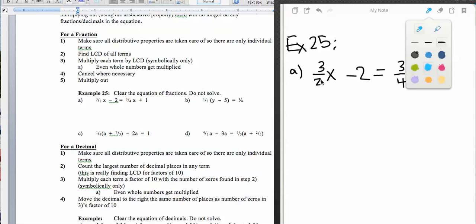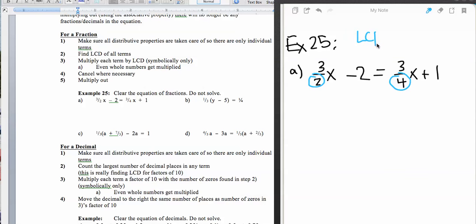So our first task is to look at the denominators in the entire equation and find the least common denominator. Our least common denominator between 2 and 4 is indeed 4. So I'm going to multiply every single term in the entire equation by 4. And that includes whole numbers. It doesn't matter what it is, everything gets multiplied because that's the distributive property happening.